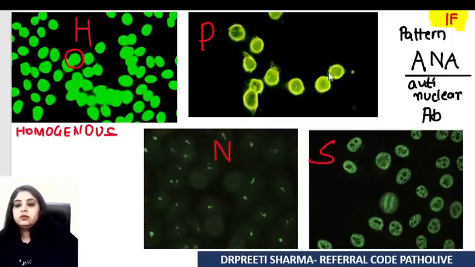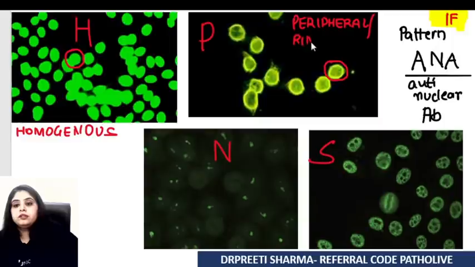The next one, only the periphery or the rim is coming out to be more green. So we call it the peripheral or the rim pattern. In the third one, the entire nucleus is not visible. Only a dot in the nucleus is visible. So this is known as nucleolar pattern.